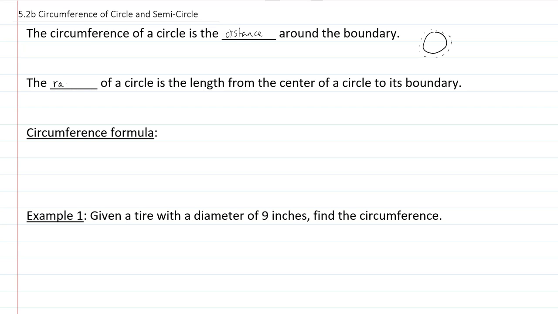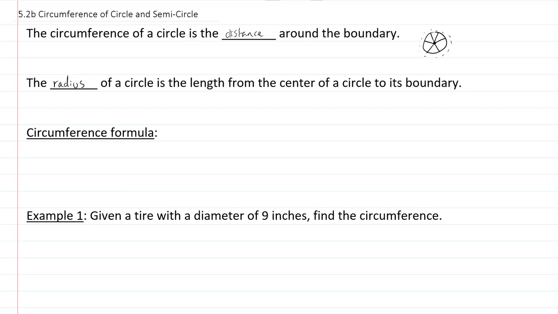The radius of a circle is the length from the center of a circle to its boundary. So say we drew the center, the radius would be any line sprouting out from the center to an edge of that circle. A neat fact about radii is that you can draw a radius and it will have the same length as any other radius.